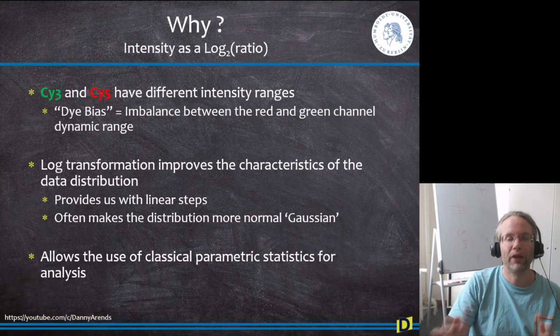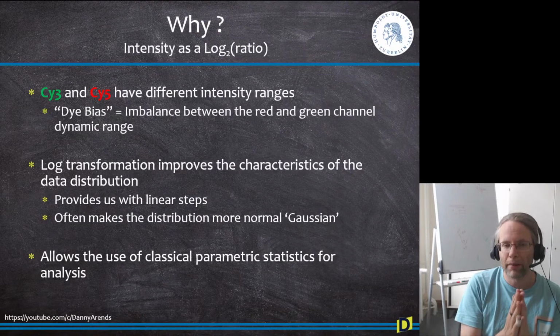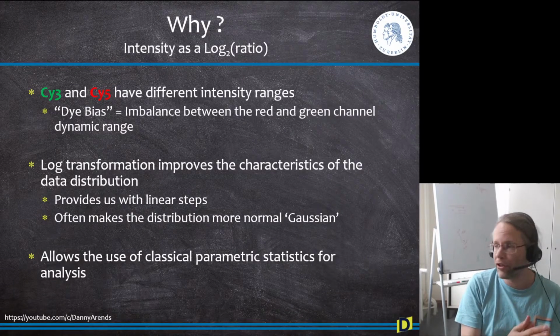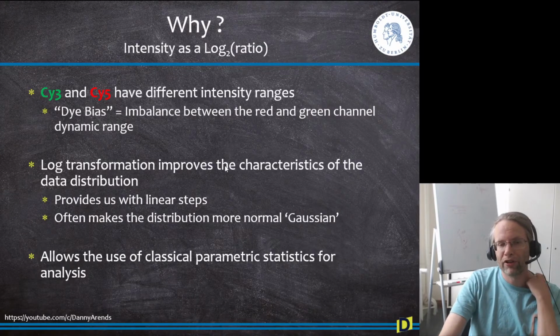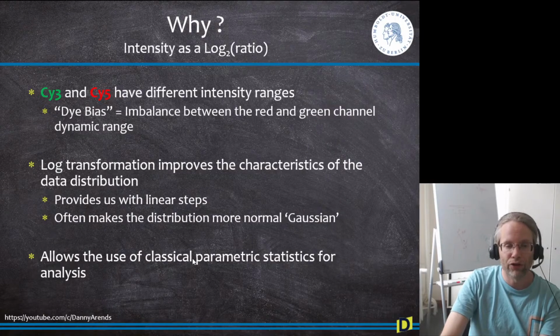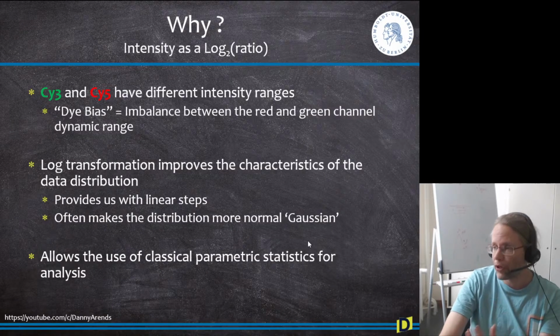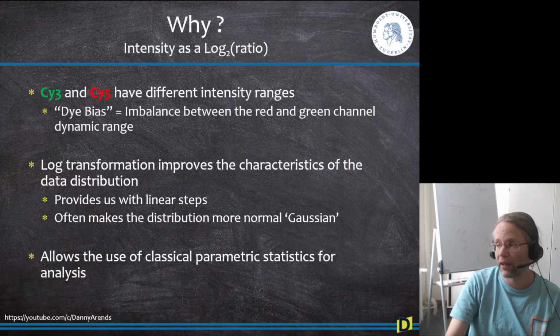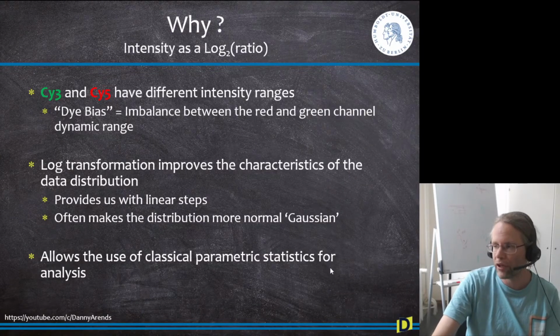So why do we do this? Because of the different intensity ranges, and because of the dye bias, because there's an imbalance between the red and the green channel in the dynamic range, and the log transformation improves the characteristics of the data distribution. It provides us with linear step sizes, and it often makes the distribution more normal, more Gaussian. Because we want to have normal distributions, because then we can use more powerful parametric statistics on them. It allows us to use classical parametric statistics for the analysis, instead of having these Poisson distributions where the intensity is like 10,000 in one probe, and in the other probe it's like 100. So it just gives us a better data distribution.